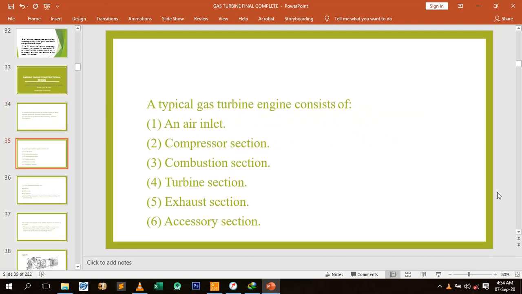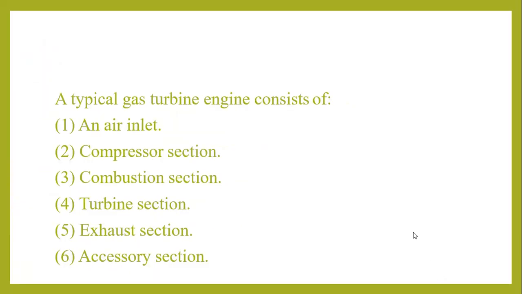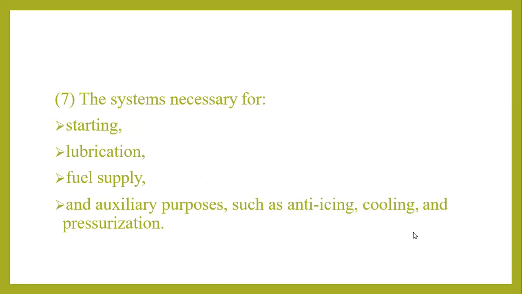So a typical gas turbine engine consists of the following. We have an air inlet, a compressor section, a combustion section, a turbine section, an exhaust and accessory section. And then we have the systems necessary for starting, lubrication, fuel supply, and auxiliary purposes such as anti-icing, cooling, and pressurization. We shall look at all this by the end of our topic, gas turbines.